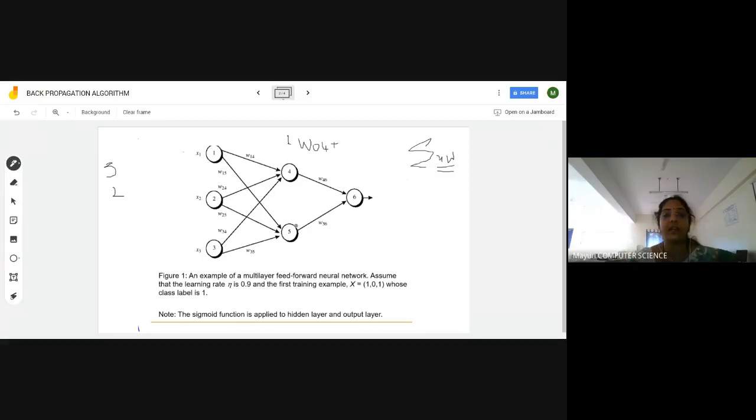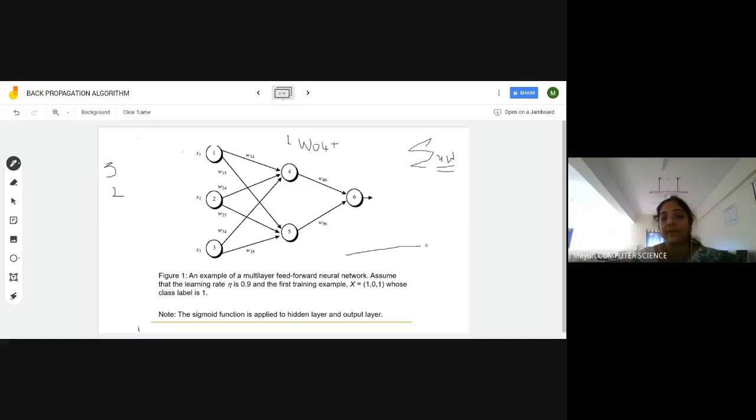Fine. Likewise, how do you calculate output at 5? It's x1 into W15, because the weight from 1 to 5 is W15. Then x2 into W25. Then x3 into W35. Then what is the output? How do you calculate output at the output layer?